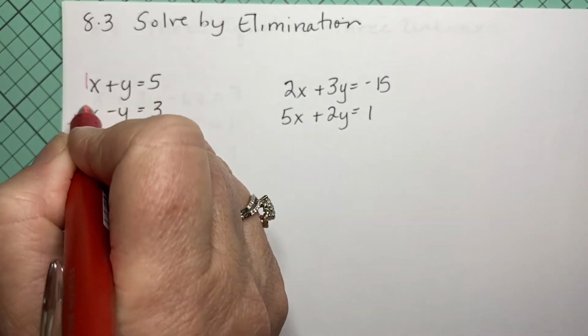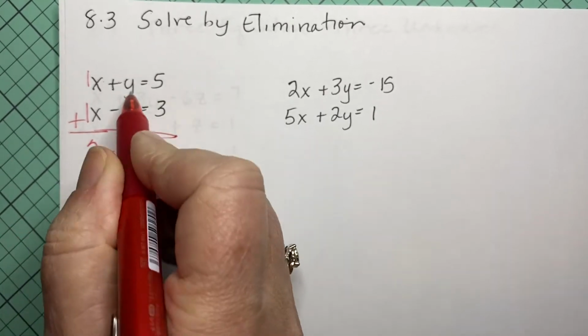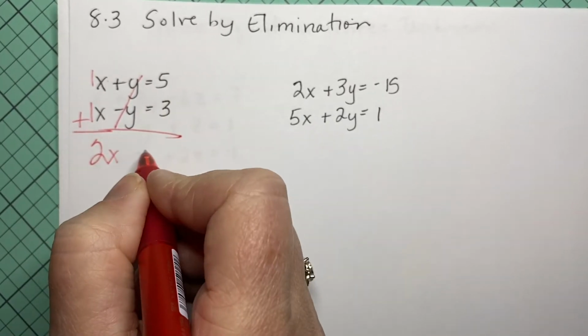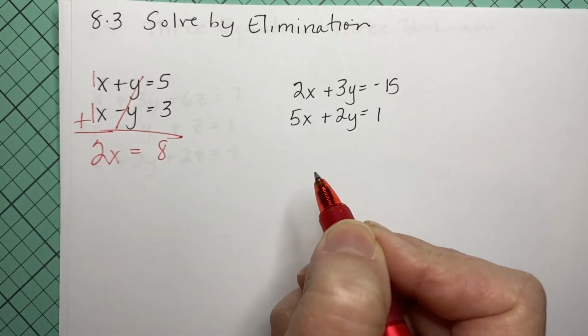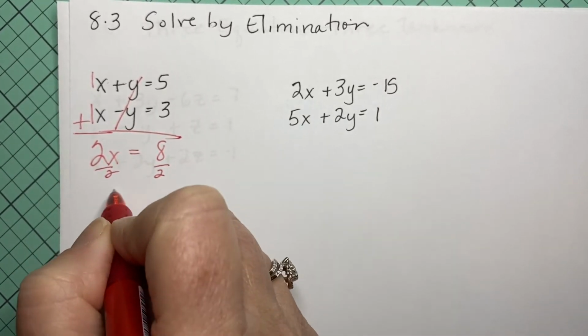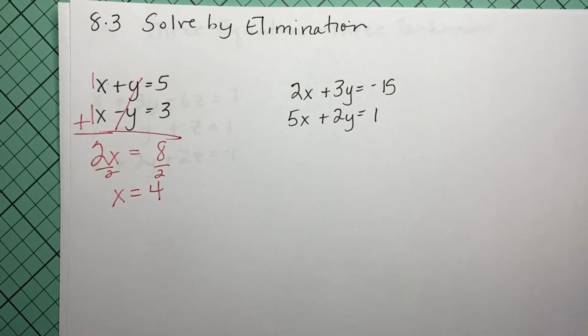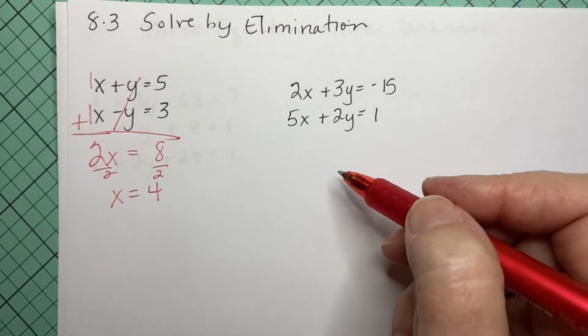Now don't forget, this is a 1x and a 1x. So when you add them, 1x plus 1x is 2x. The y's cancel out, and 5 plus 3 is 8. And now we just solve for x by dividing by 2, and we get x equals 4. But remember, we're not finished until we've solved for x and y.